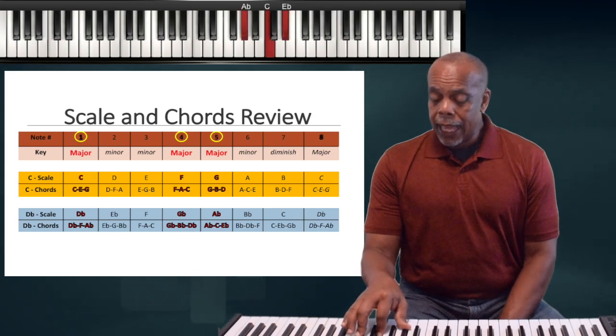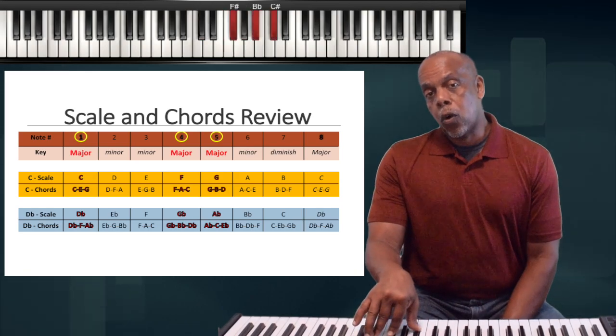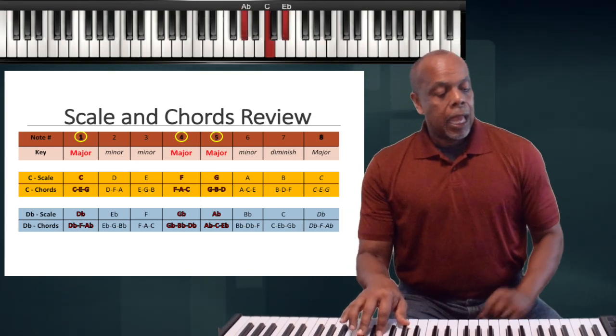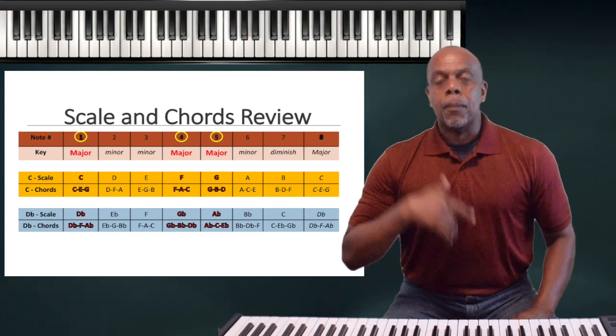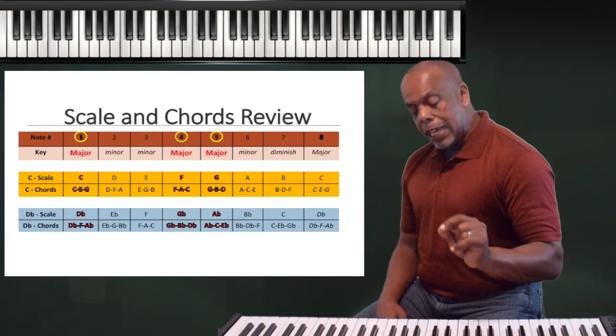So in the key of D flat, we got the dominant 1, D flat, 4, G flat, 5, A flat. Now, we're going to do this one more time. We're going to modulate up one more time into the key of E flat.